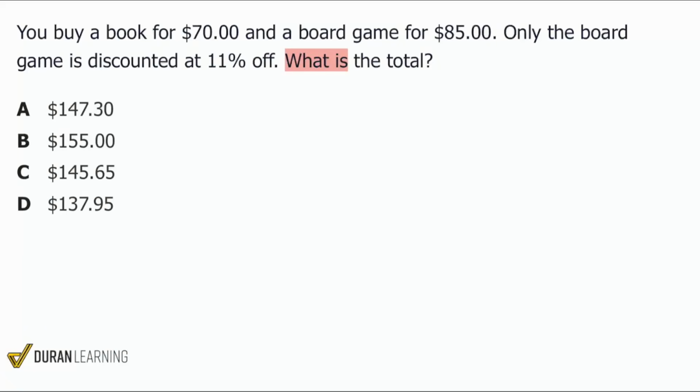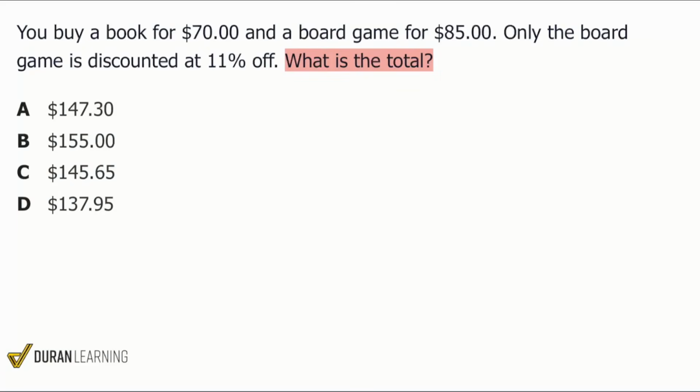So we are looking for the total. It's clear as day right there. How to get there is not entirely clear. It's not a straight shot. So here it says again, what is the total? So what information do we have? It says you buy a book for 70 bucks, a board game for 85, and then you see 11% off.